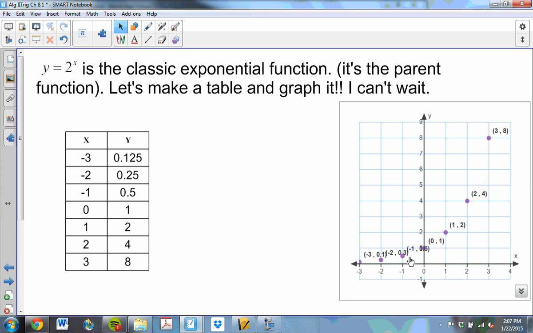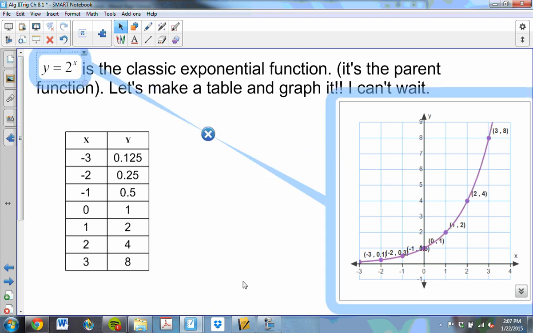It has these dots that follow this curve here, and this is called an exponential growth function, exponential growth curve. But I can graph the whole line here. You'll note it gets really big really fast, because each and every time this number x increases, the y value doubles. 2 to the fourth is 16, 2 to the fifth is 32. Each time the y value doubles, so it increases very quickly. That's why it's called exponential growth.